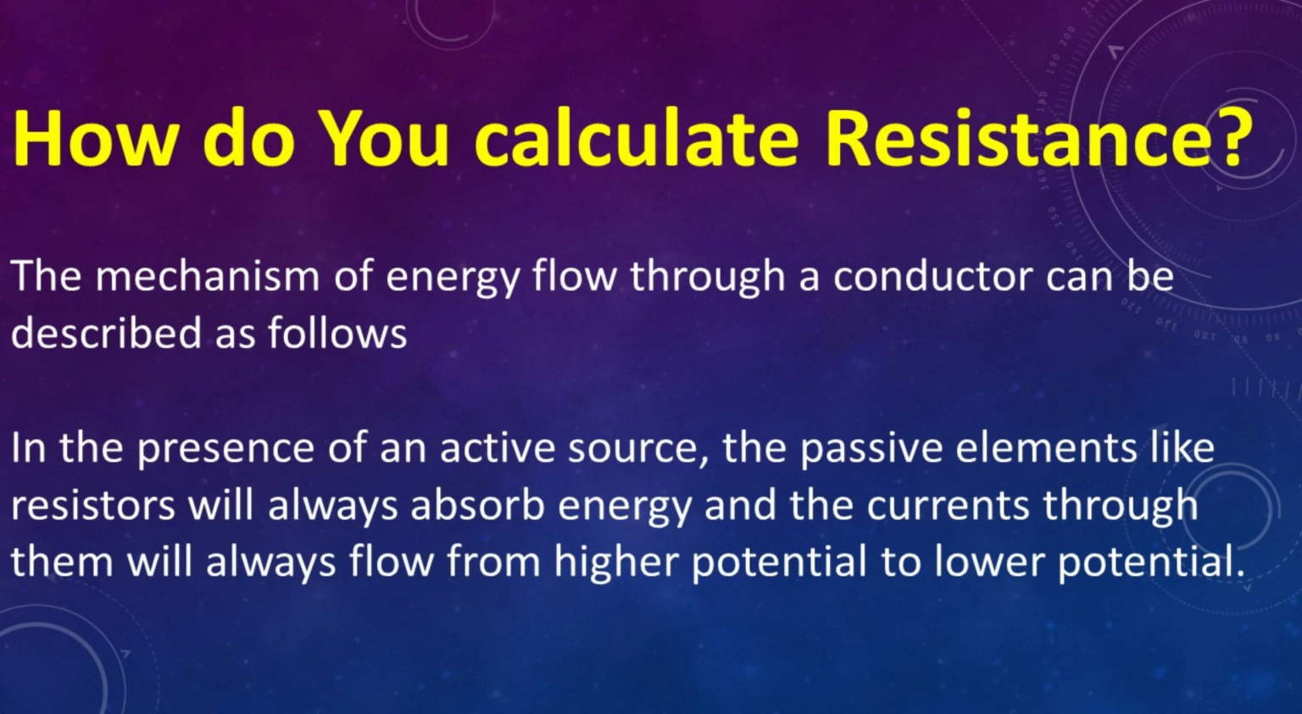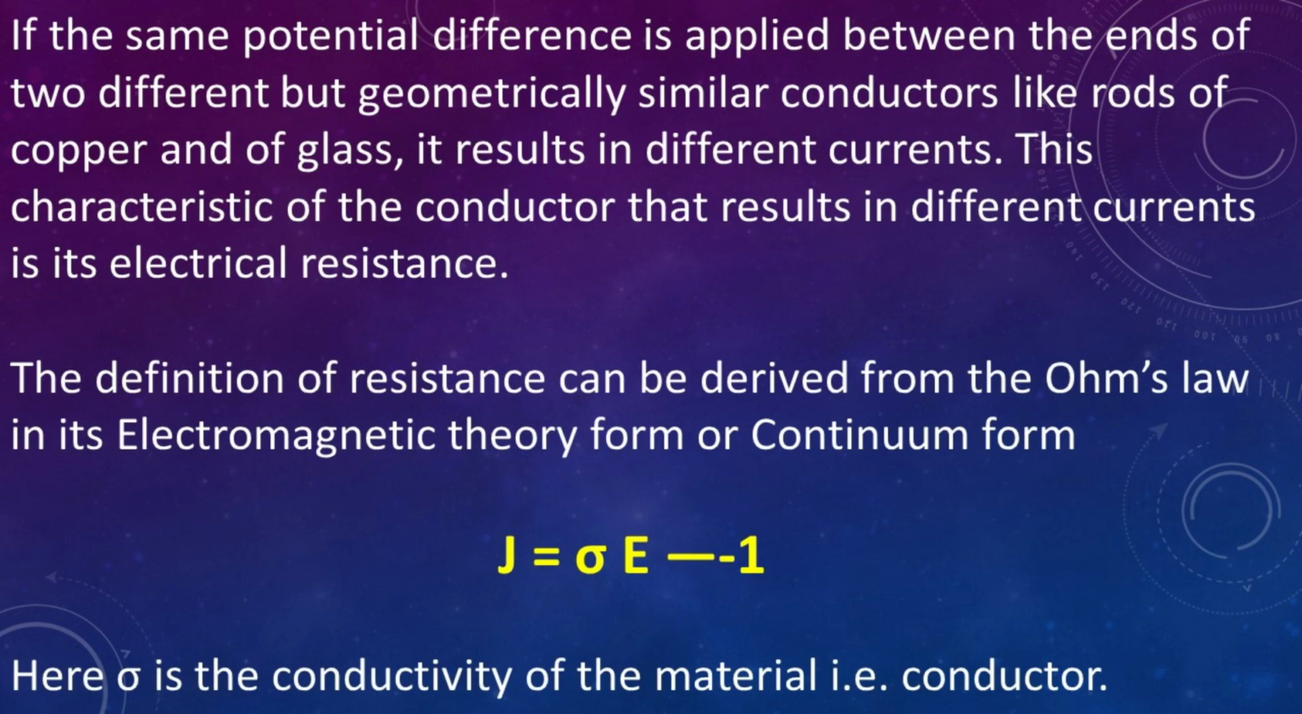How do you calculate resistance? The mechanism of energy flow through a conductor can be described as follows. In the presence of an active source, the passive elements like resistors will always absorb energy and the currents through them will always flow from higher potential to lower potential. If the same potential difference is applied between the ends of two different but geometrically similar conductors, like rods of copper and of glass, it results in different currents. This characteristic of the conductor that results in different currents is its electrical resistance.